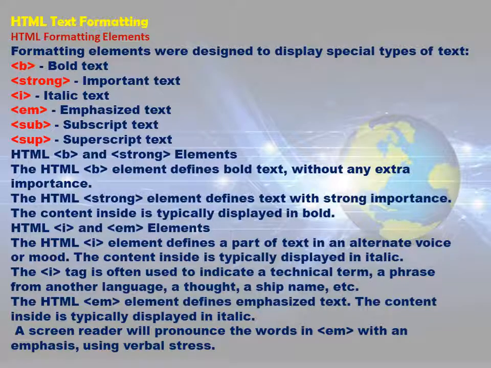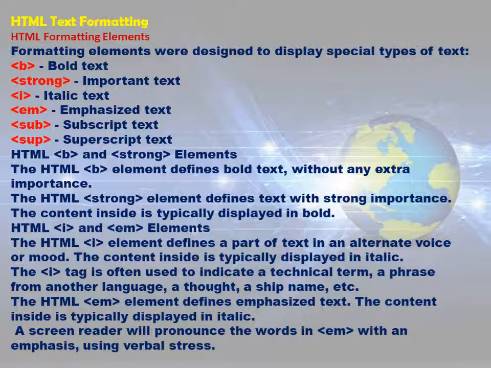Now we discuss some text formatting tags. So there are the following formatting elements. First, B tag, that is the bold text. Means if you want to make some text or word bold, that time we have to use the B tag. Then strong tag, that is the important text.